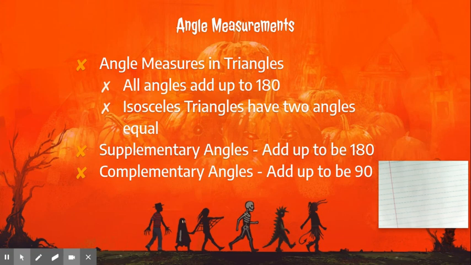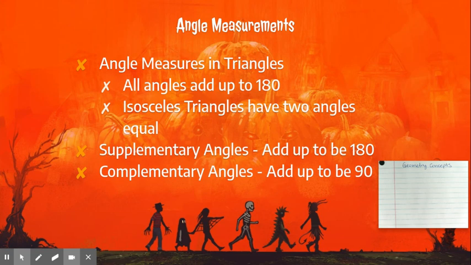Okay, so we want to talk about some angle measurements first. Some of the angle measurements we might see. Angle measures in triangles. Remember, all three angles in a triangle are going to add up to 180 degrees. So if you're adding all three angles, you always want it to equal 180. And then our isosceles triangles have two angles that are equal. The two angles that are opposite of the two sides that are equal are always equal. Okay, so if you have one angle marked on that isosceles triangle, the other angle across from there's another angle that's exactly that same measure.